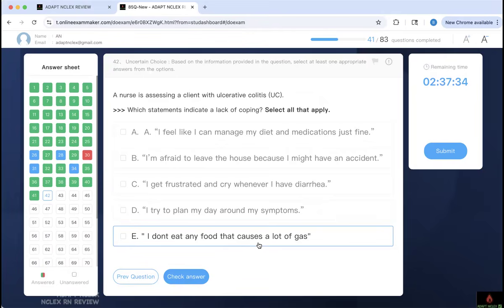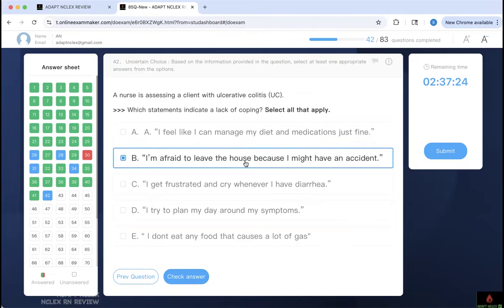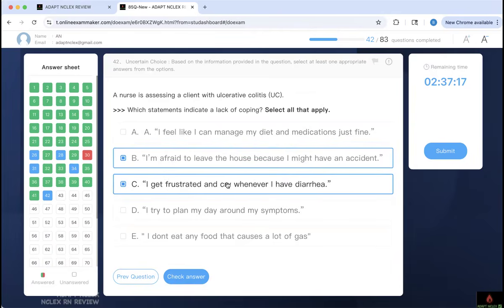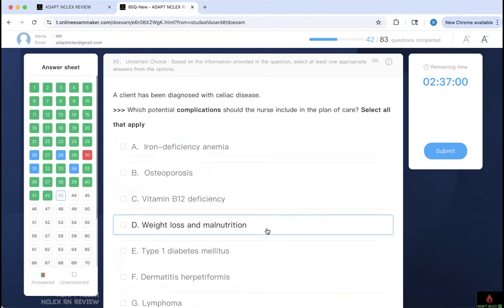Which signs indicate coping with the disease? If you can manage your diet and medication, you're good. If you don't want to go out because you're afraid of having diarrhea, that's a problem. You are not coping. If you get frustrated because you have diarrhea, you are not coping. I will try to plan my day around my symptoms. Yes. What do you think? It's very adjustable to know that this is what is going to happen. So you plan your day around it. And I don't eat anything that can worsen my situation. So those are all coping skills.